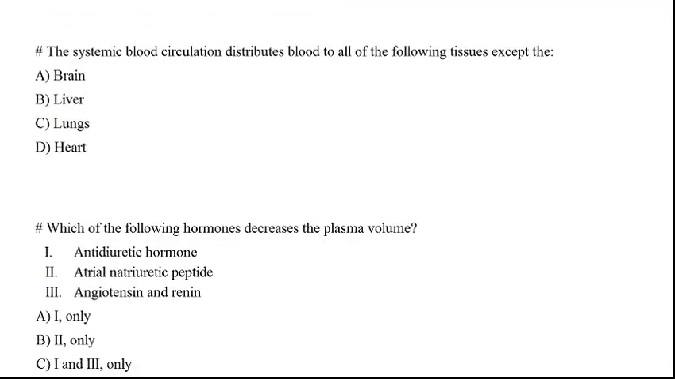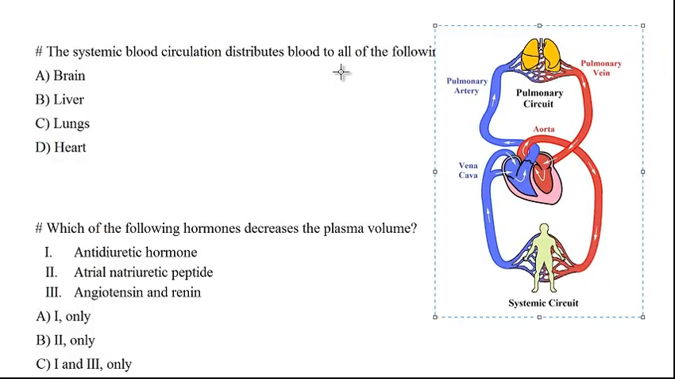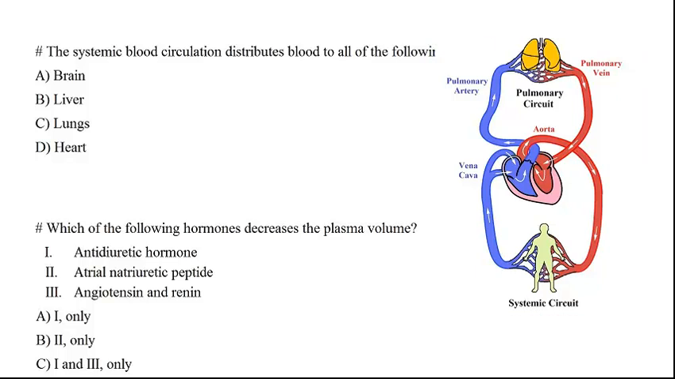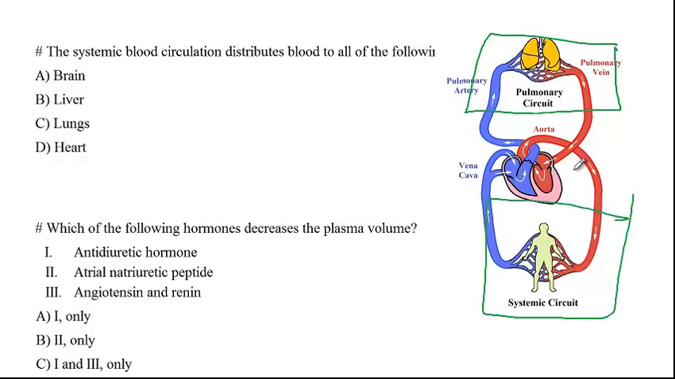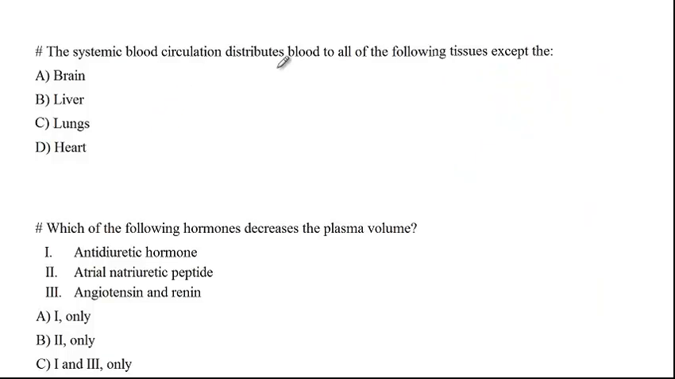All right, next question. The systemic blood distributes blood to all of the following tissues except, well, here is the image in the previous video that I used to discuss the systemic versus pulmonary circulation. So the right side of the heart sends blood to the pulmonary circulation, which includes the lungs, versus the left side of the heart sends blood to everywhere except the lungs. So the answer is choice C. The systemic blood circulation sends blood to all of the following tissues except the lungs.